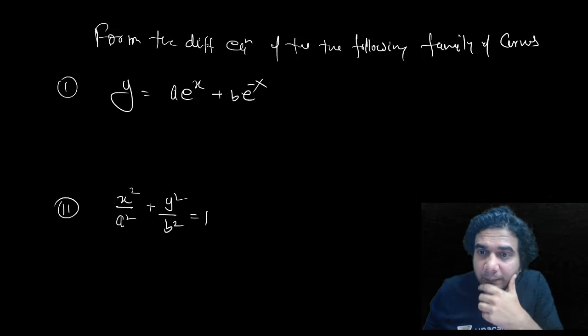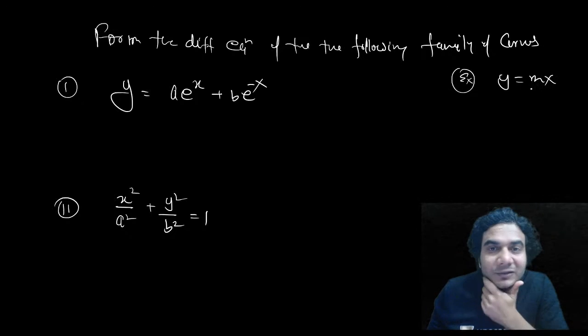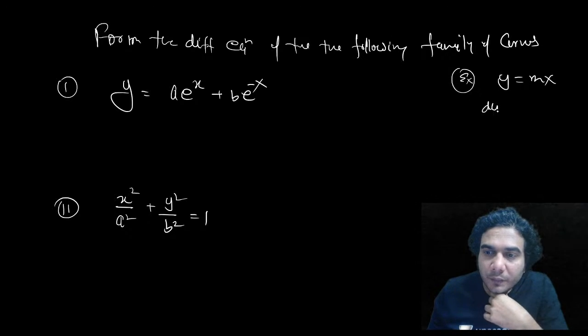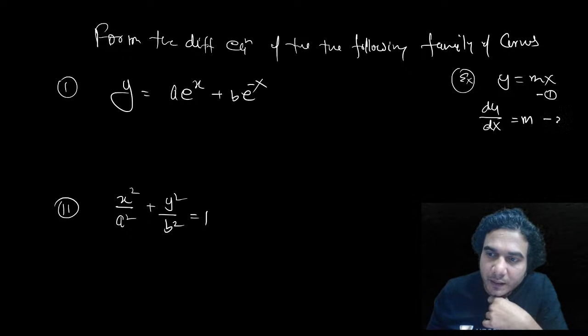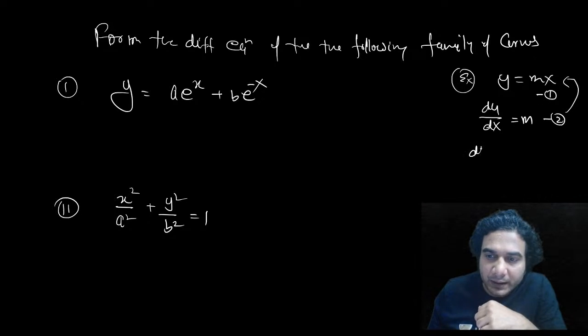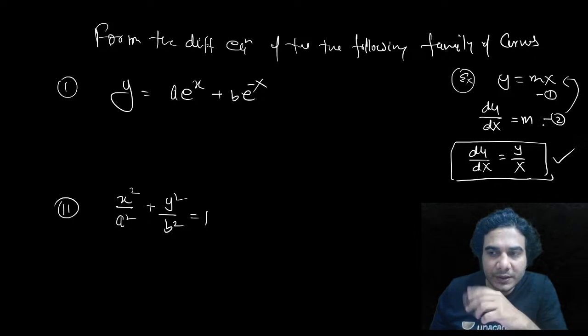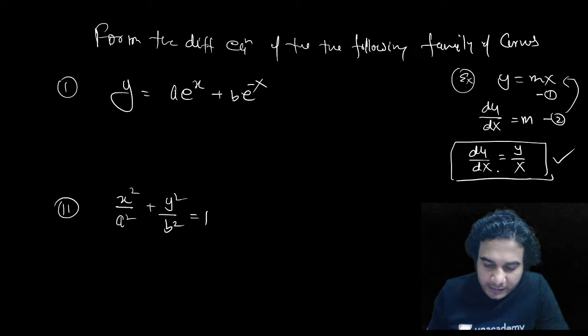Let me give you one example. If you have y is equal to mx, it has one parameter, so the order should be 1. If you differentiate it, dy by dx is going to be m. Now you have these two equations, 1 and 2, to eliminate m. So to eliminate m, just put m from the second equation in the first one, or m from the first into the second. So you'll get dy by dx. In place of m, you can write y upon x. Okay, so this is the answer. In this way, you can eliminate m using these two equations. This is the differential equation.